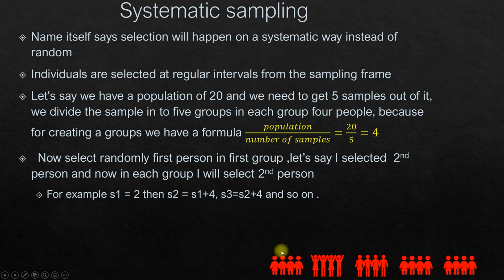Then in group 2 it will be S1, which is 2, plus 4. You'll understand, right? So when S1 is 2, I said plus 4, which is 6. So 1, 2, 3, 4, 5, 6. Obviously I got the second person. And then S2 plus 4: my S2 is 6, 6 plus 4 is 10. 1, 2, 3, 4, 5, 6, 7, 8, 9, 10. So this is how systematic sampling works.